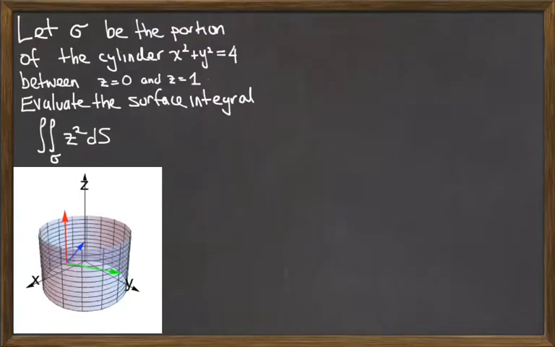In this video, we're going to look at computing a surface integral over a surface that I'm going to label sigma. It's the portion of the cylinder given by x squared plus y squared is equal to 4 between the heights of z equal to 0 and z equal to 1. And the function that we're going to integrate over that surface will be z squared. So here we have the surface integral over sigma of the function z squared.